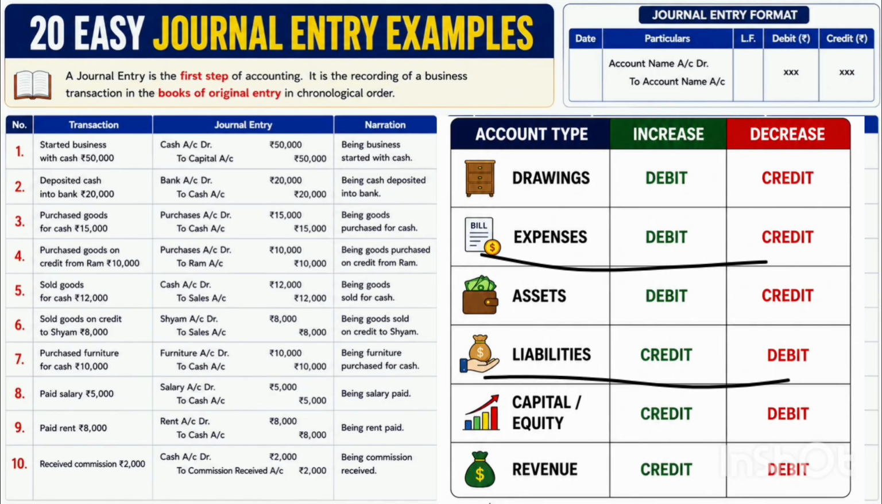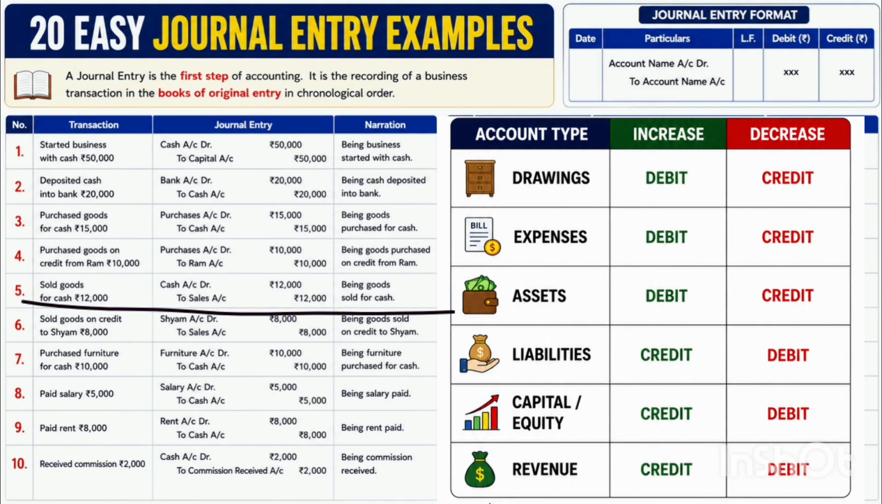Fifth one is sold goods for rupees 12,000. Here, what is the name you are seeing here? Sale. Okay, so whenever we sell goods, like a purchase of goods, we take the purchase account. So here for the sold goods, we will take the sales account, and another one is cash account. So cash is getting increased because we are selling the goods, so we are getting the income, we are getting the money. Okay, so cash account will be the debit because it is increasing.